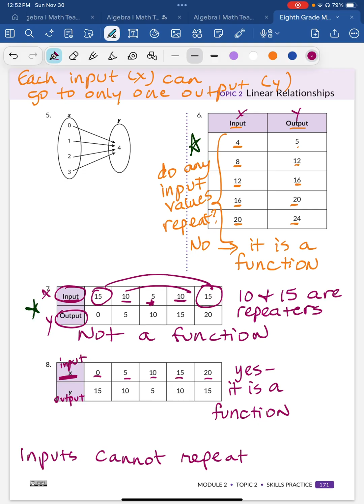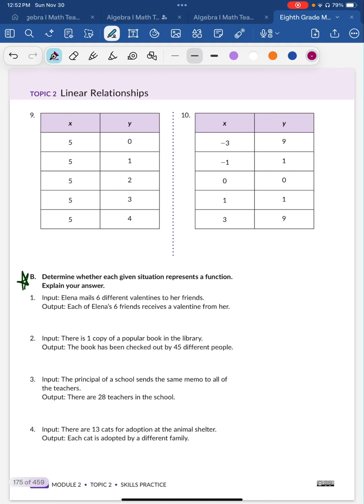Okay. So now I think, yes, let's look at some scenarios, determine whether each given situation represents a function and explain your answer, because there will be one test question like this. So let's look at these.